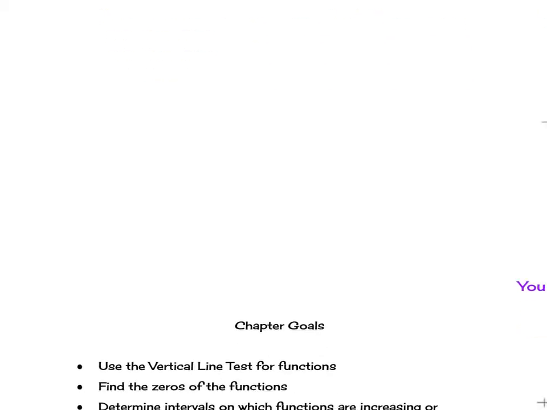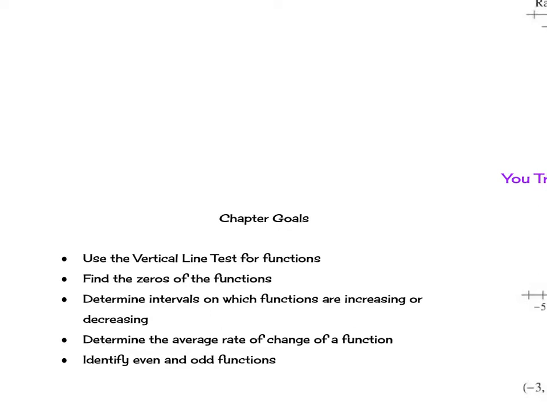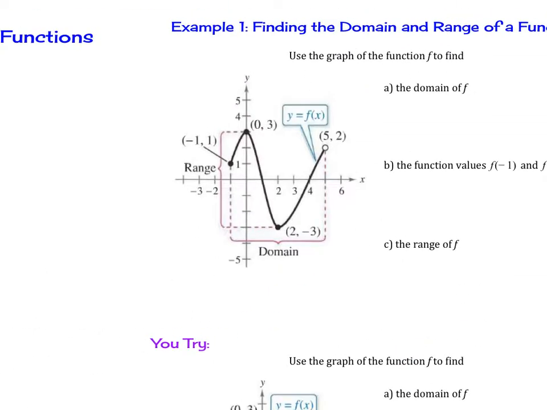Chapter 1.5 is analyzing graphs of functions. So our goals for the chapter are to use a vertical line test for functions, find the zeros of the functions, determine intervals on which functions are increasing or decreasing, determine the average rate of change of a function, and identify even and odd functions.